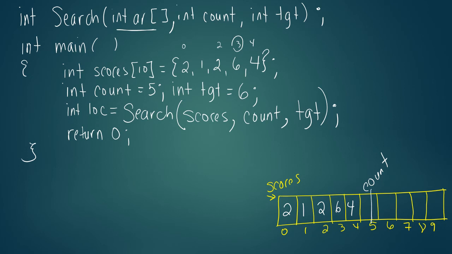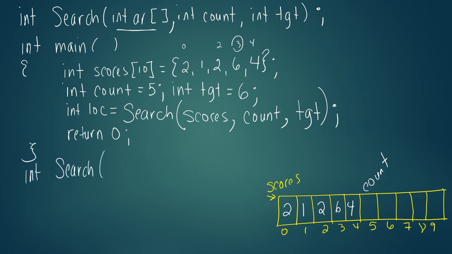In this situation, that's just a line to demonstrate that my count is at location 5. So now that's all I've done right here. I have a target which has a value of 6. So in my search function, I'm going to have a return type of integer. The function is called search.